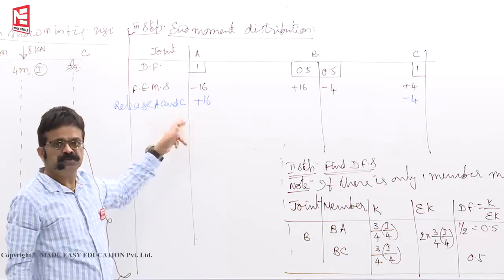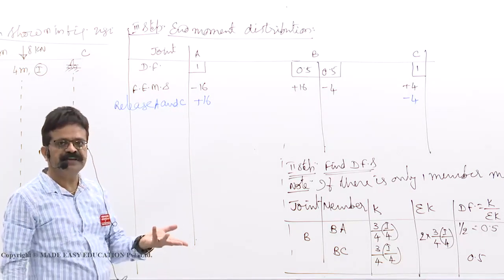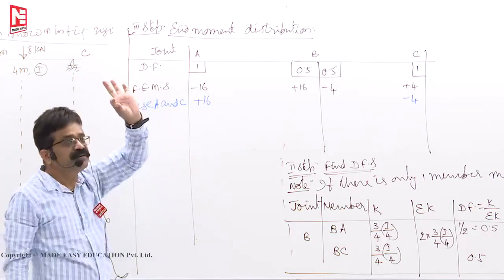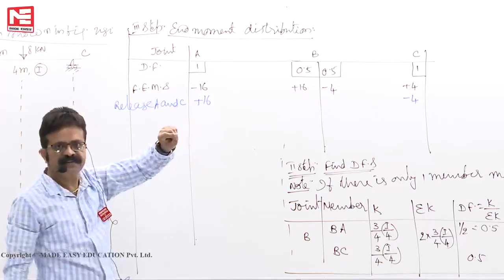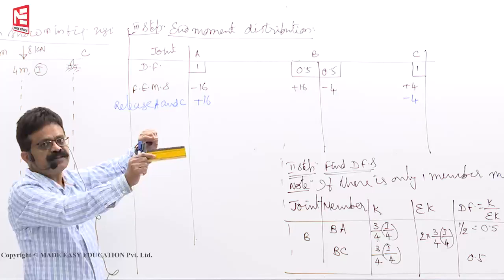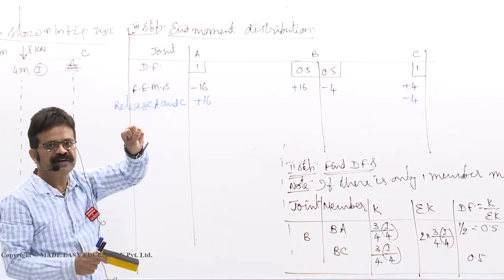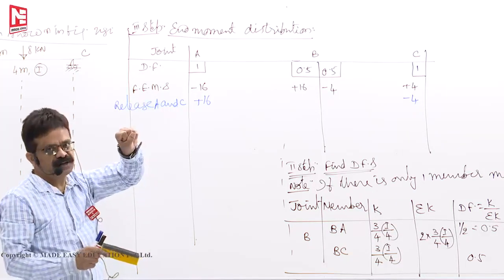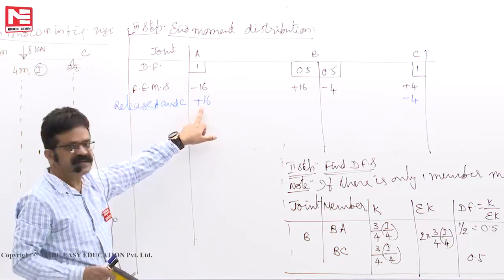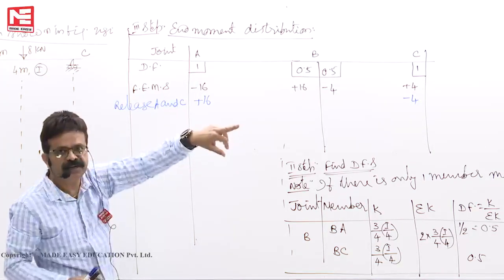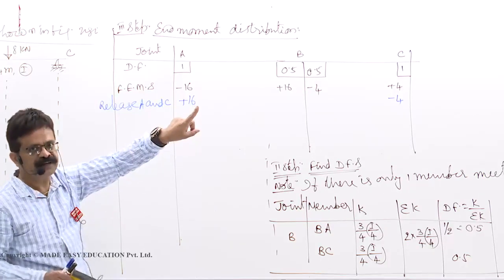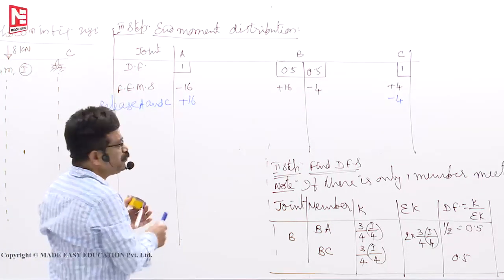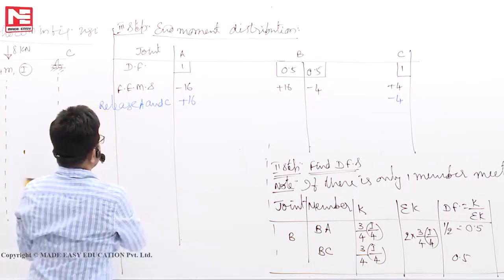Release A and C means who will release? We only have to release. That means on the locked joint, you went and applied plus 16. The B joint also is a locked one. Unnecessarily we locked it. Because it is a locked one, out of plus 16, how much is carried over? Because B is now a fixed support, means a locked one. You locked them. Then carry over moment, how much is carried over?